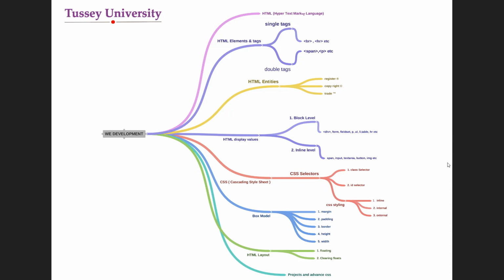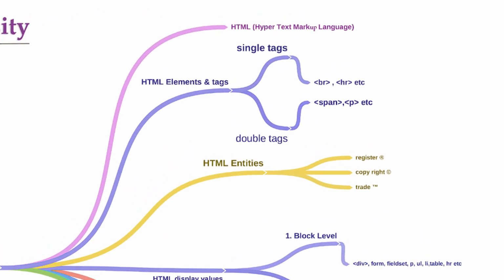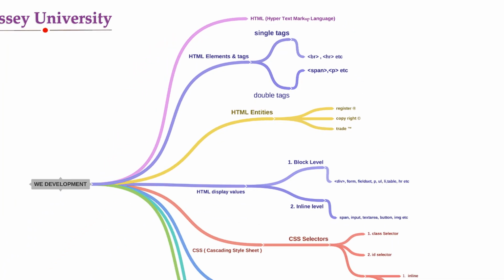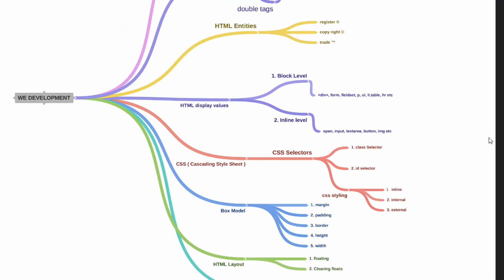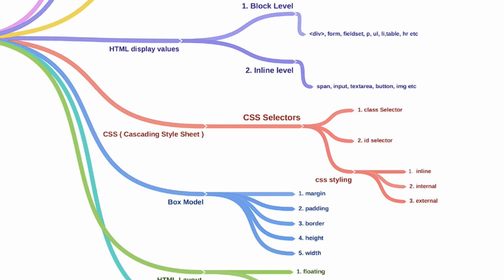From HTML, we will learn HTML elements and tags, where we will learn about single tags and then double tags, HTML entities. We'll talk about HTML display values, block level and inline level. And then we talk about CSS selectors, where we have the classes, and then we have the IDs when you talk about selections. And CSS styling, we have the inline, internal, then we have the external.